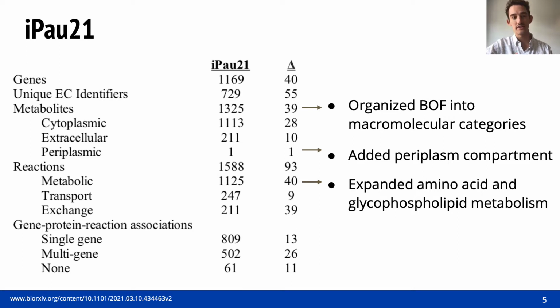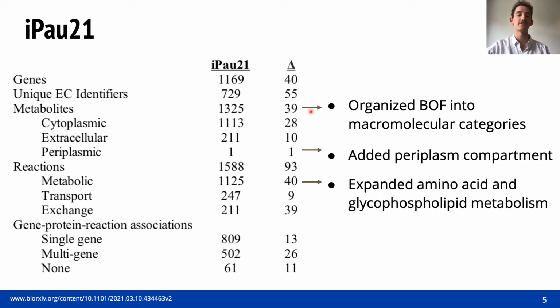Our updated reconstruction we named iPAE21. Here's a quick rundown of the different things within the model, such as the number of genes, metabolites, and reactions that our reconstruction contains, and also how much we added compared to the previous version. This can be a little misleading because, for example, in the genes case, we actually added more than 40 genes, but we also got rid of some that didn't make much sense. So you're seeing the aggregate here, which doesn't tell the whole story, but it's helpful for understanding where our areas of emphasis were.